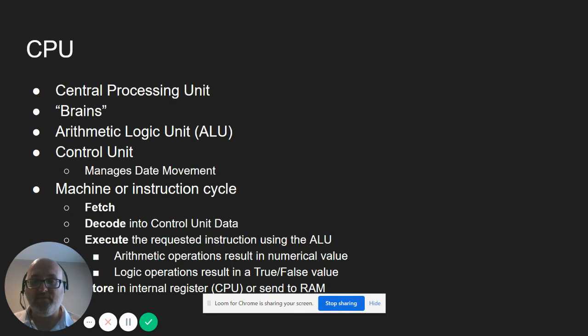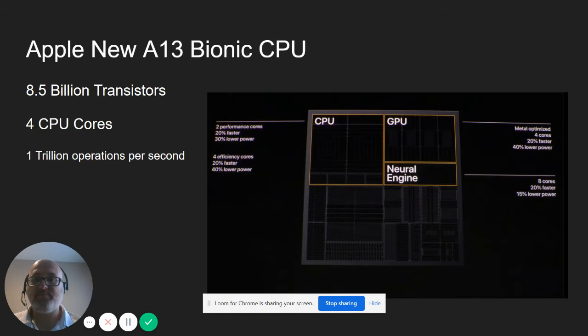It needs to fetch the data, it needs to decode the data, and then it needs to execute it and send it where it needs to go, whether it's going to an output display or whether it's going into storage. The instruction cycle is always the same: fetch, decode, execute, store.